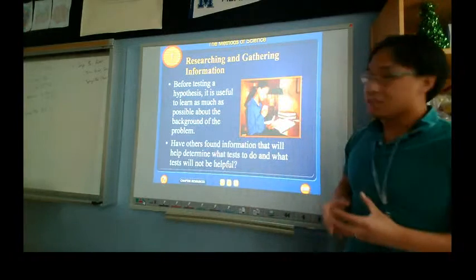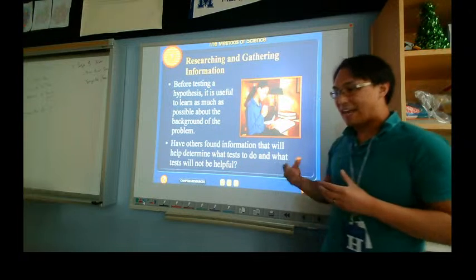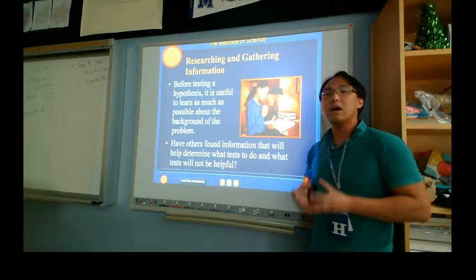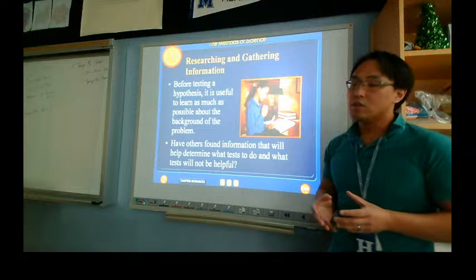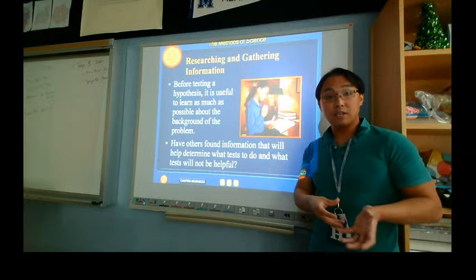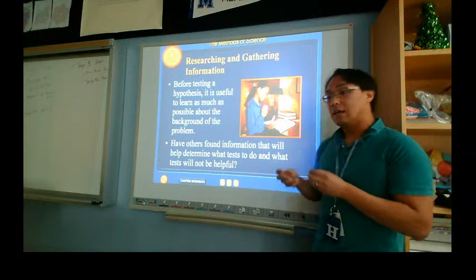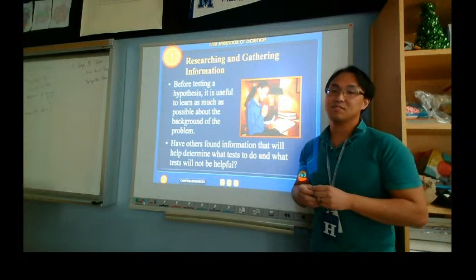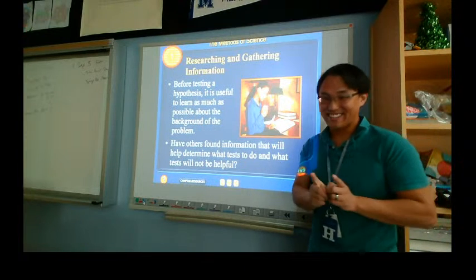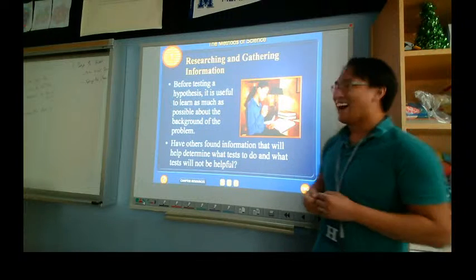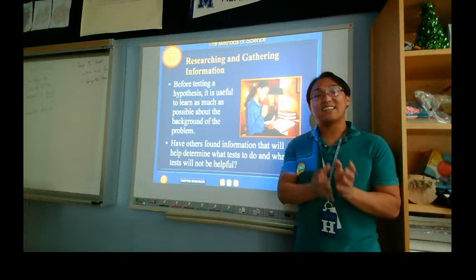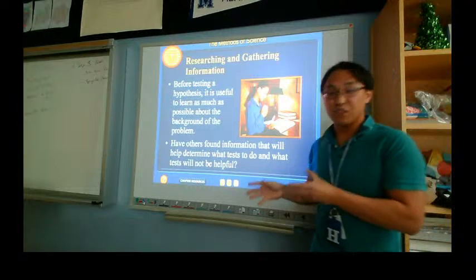Now, the second step to the scientific method is researching and gathering information. So we know a lot about other viruses. We know about the Spanish flu of 1918. So due to the fact of knowing that, we can use that kind of as a guide to what's going on with the coronavirus.